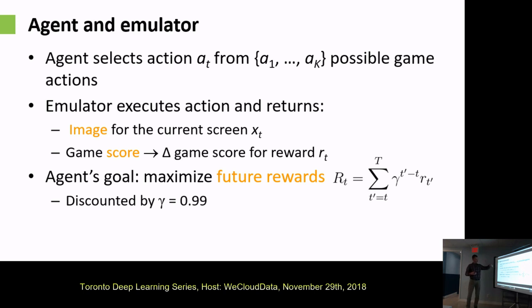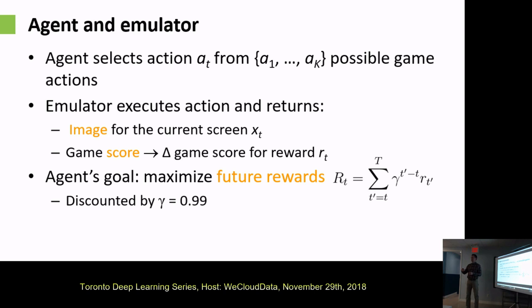You send an action to the emulator, it returns the screen, and it also tells you how your action changed the score of the game. That's the reward that you're getting. So there are three basic concepts in this whole reinforcement learning thing. One is the action that you perform. The other is the state of the environment that you're observing. And the third one is the reward that you're getting.